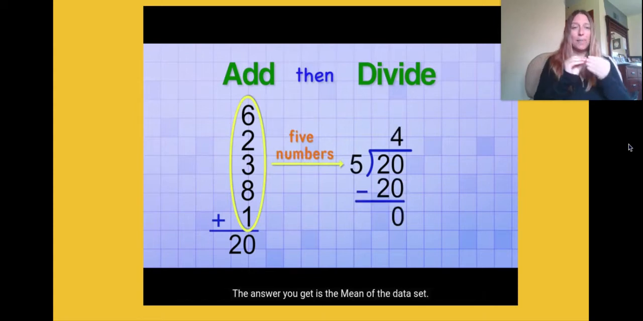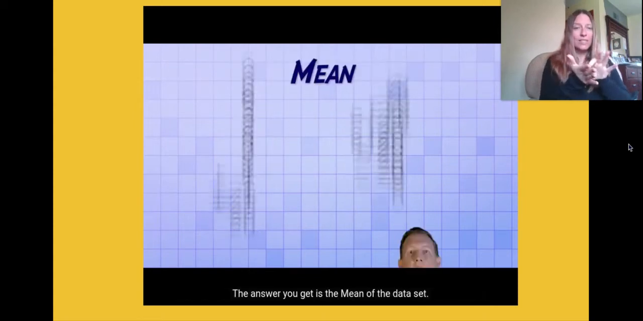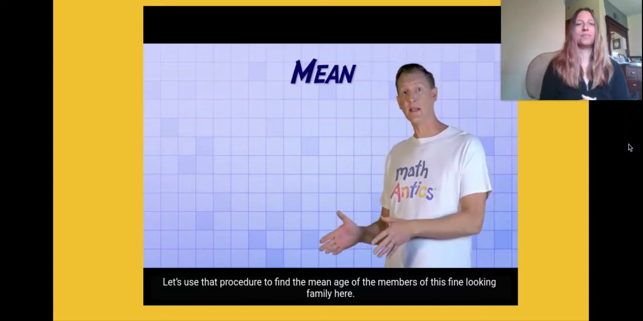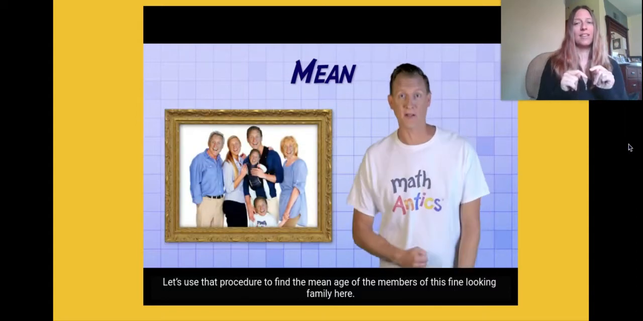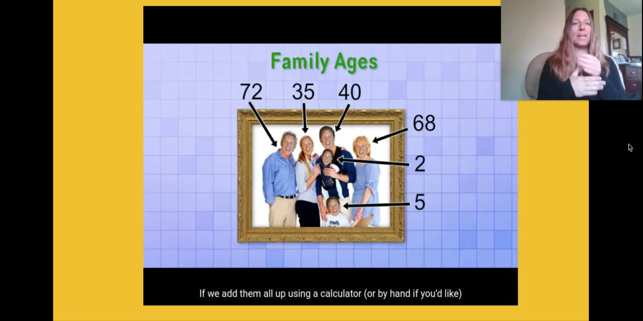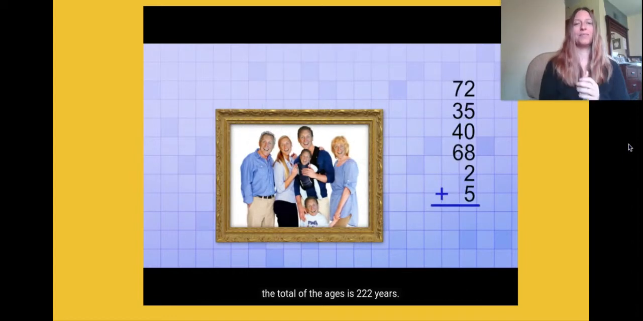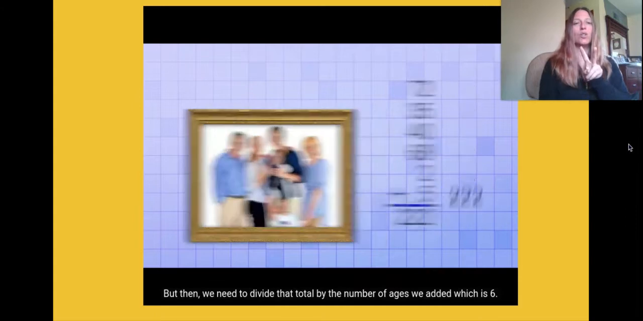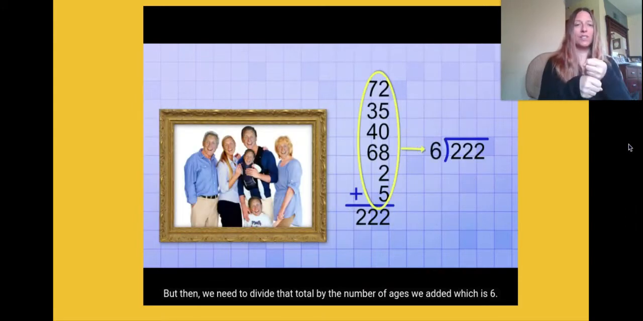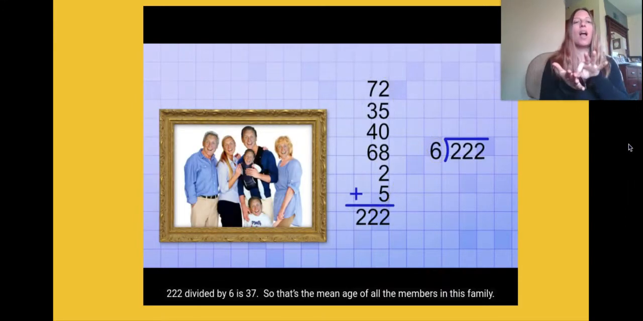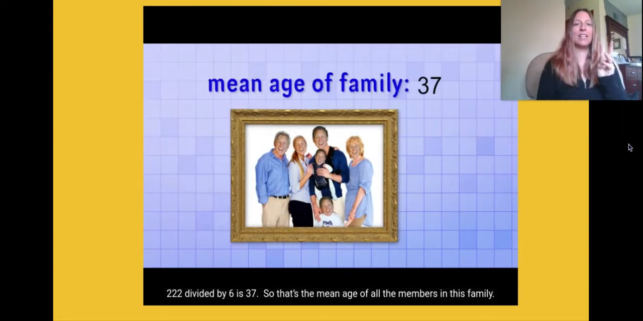The answer you get is the mean of the data set. Let's use that procedure to find the mean age of the members of this fine-looking family here. If we add them all up using a calculator, or by hand if you'd like, the total of the ages is 222 years. But then, we need to divide that total by the number of ages we added, which is 6. 222 divided by 6 is 37. So that's the mean age of all the members in this family.